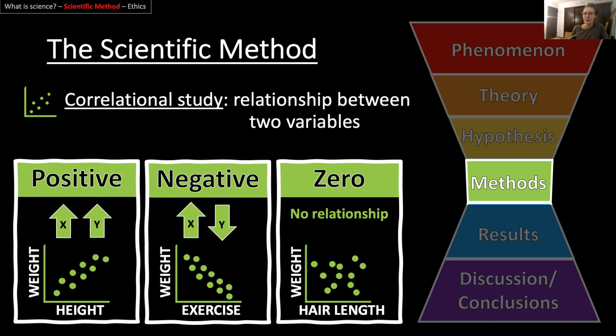An example of zero relationship could be like anything else. So for instance, your hair length and your weight, there's nothing there. I'm sure you can think of bald people, long-haired people, whoever, that are fitting in all of these categories. So there's no relationship between hair and weight.